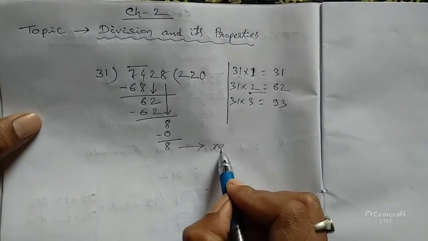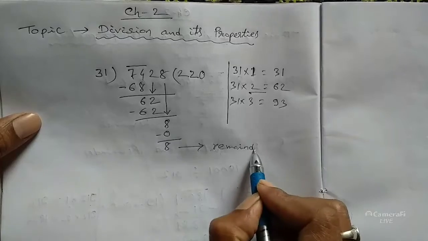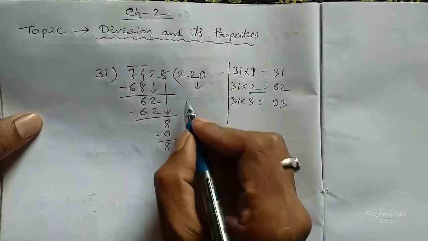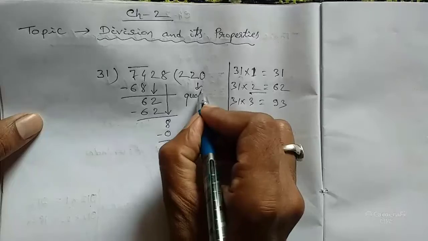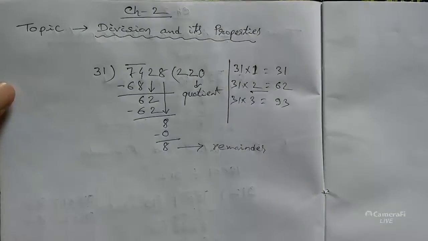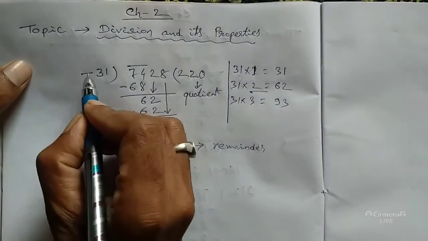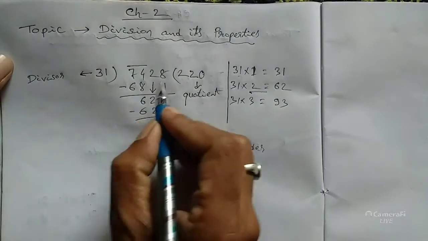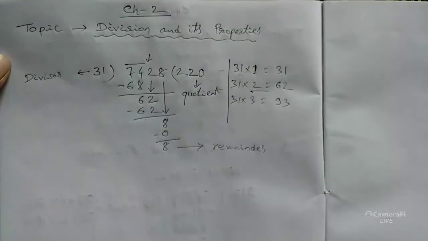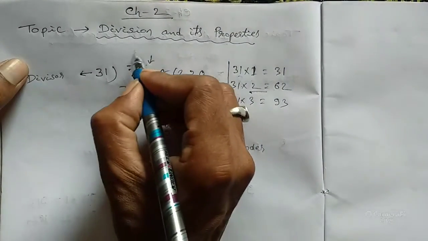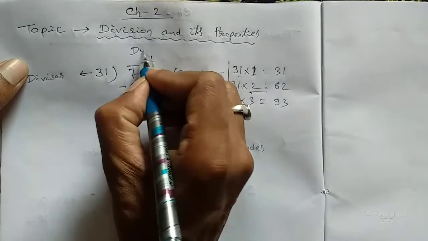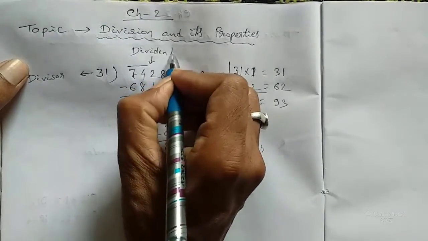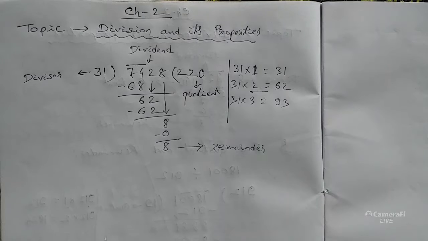remainder. This term is called quotient. 31 is called the divisor, and this number 7428 is the dividend. So these are the four terms: divisor, dividend, quotient and remainder related to a particular division.